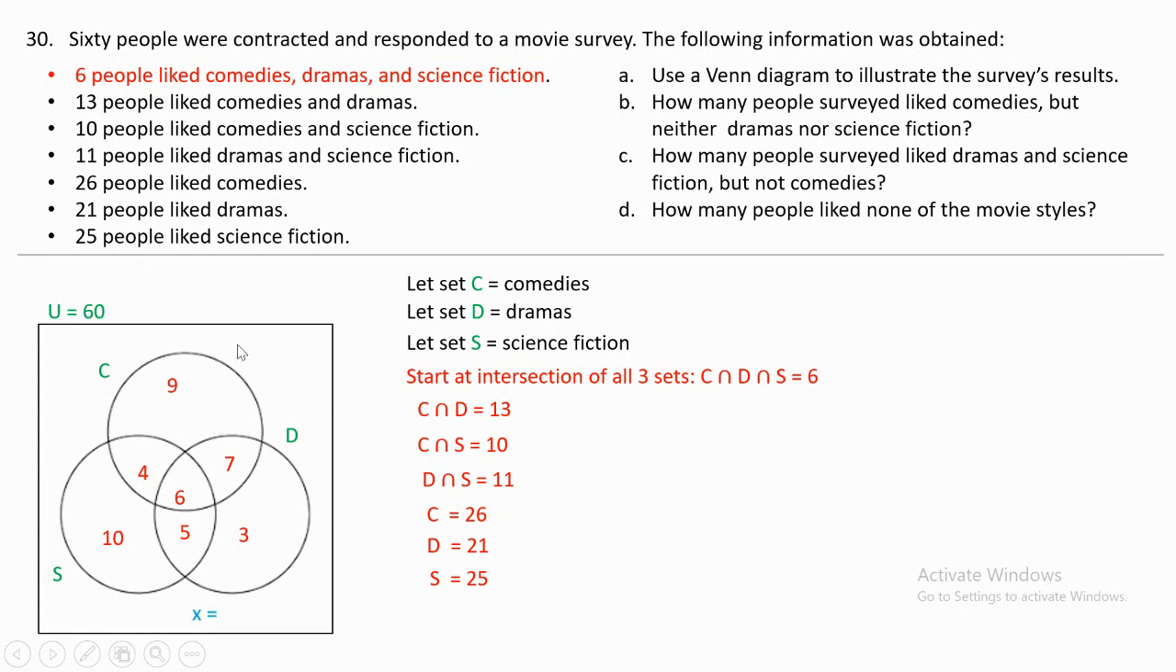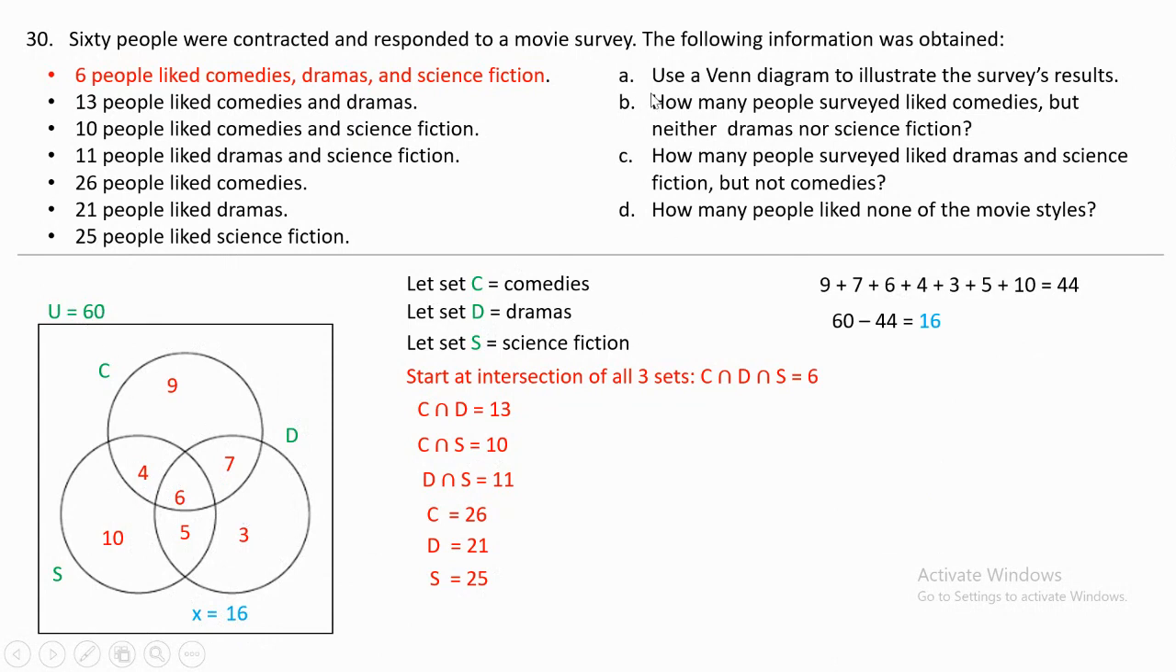So then, the outside has to be, we're going to add all these up, and then we subtract that from 60, and that'll be how many people are on the outside, that didn't like any of the movies. So we had 9 plus 7 plus 6 plus 4 plus 3 plus 5 plus 10. It's 44. So 60 minus 44 is 16. So 16 goes outside of all the sets, but inside the universal set.